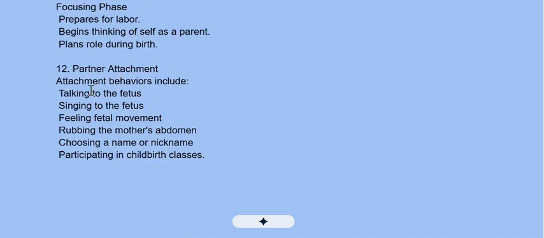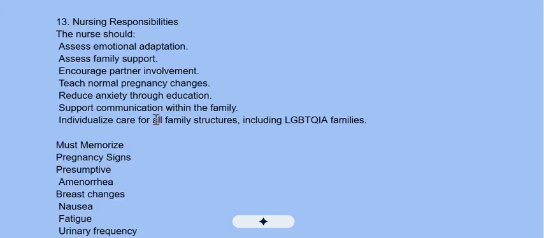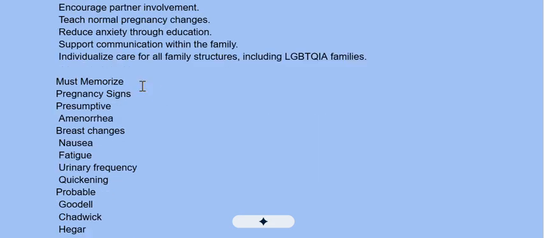12. Partner attachment. Attachment behaviors include talking to the fetus, singing to the fetus, feeling fetal movement, rubbing the mother's abdomen, choosing a name or nickname, participating in childbirth classes. 13. Nursing responsibilities. The nurse should assess emotional adaptation, assess family support, encourage partner involvement, teach normal pregnancy changes, reduce anxiety through education, support communication within the family, individualize care for all family structures, including LGBTQIA families.